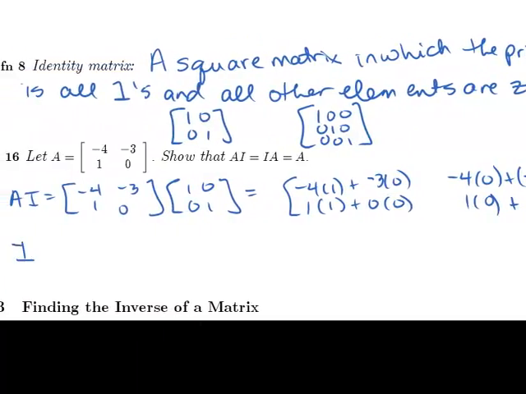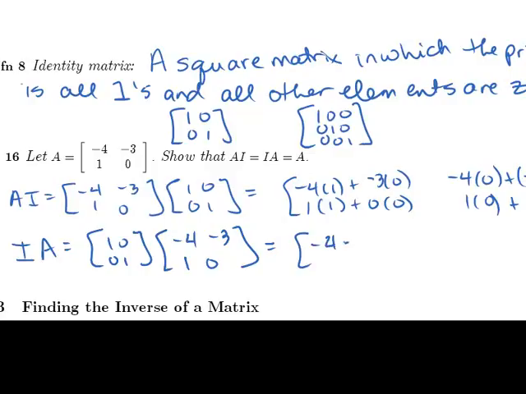Last thing here, if you were to do it in the opposite direction, if you were to take 1, 0, 0, 1 and multiply it by our matrix A, you would go through and find that you end up with the same thing, the -4, -3, 1, 0. So this concludes the lesson on multiplication of matrices. The next lesson is going to talk about inverses, which are really helpful in solving systems of equations.